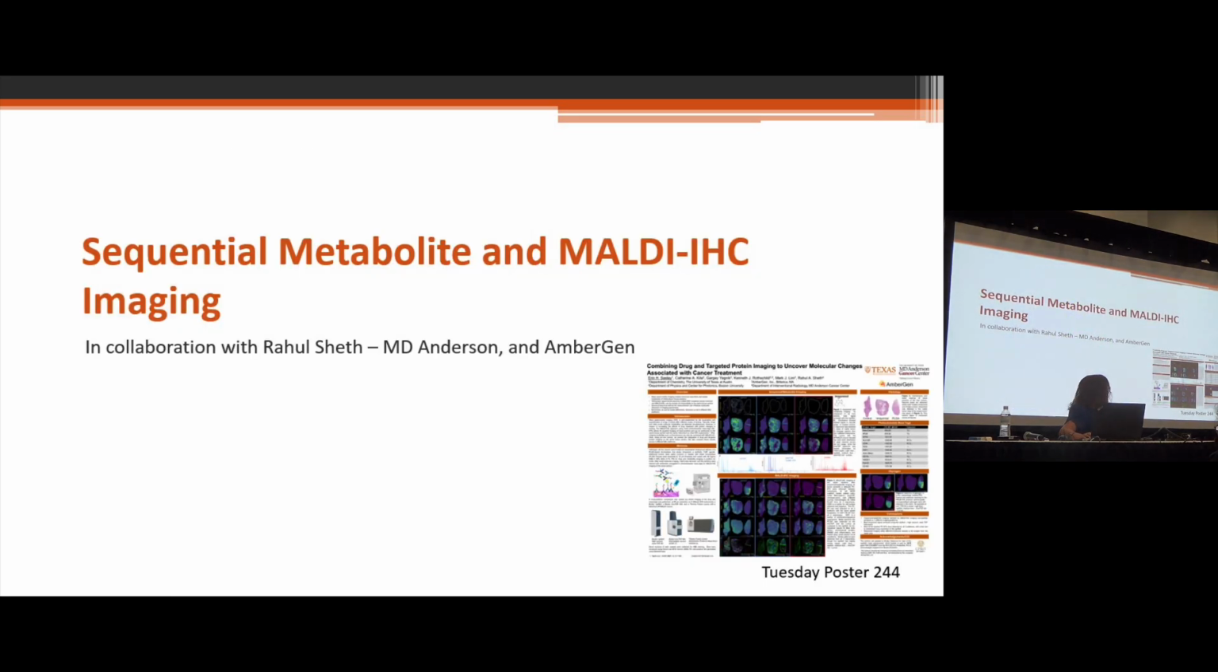And then just briefly, I also want to give a teaser for my poster today. Some of the data was collected on the MassTech source with the Thermo Fusion Lumos instrument. In this case, we wanted to look again at sequential imaging, but now combining the small molecule analysis with a technique called MALDI immunohistochemistry. Some of you have probably heard about this. These are antibodies produced by AmberGen that have a photocleavable peptide reporter tag on them. And so we wanted to correlate what we were seeing in the small molecule imaging, trying to target a drug species, with some of these known protein marker changes.